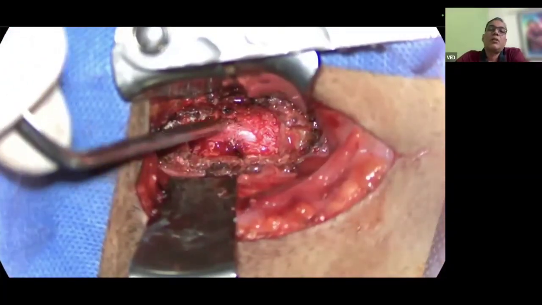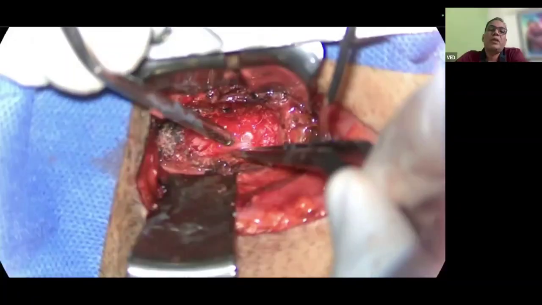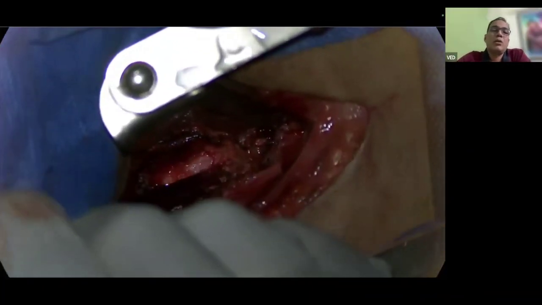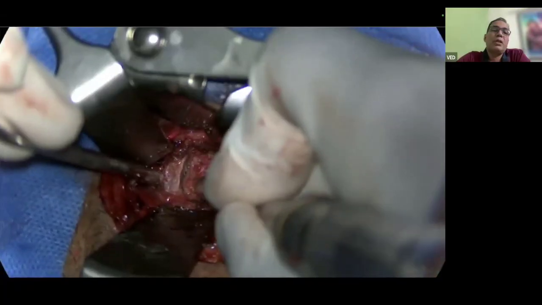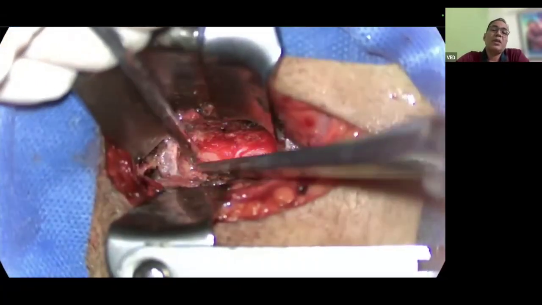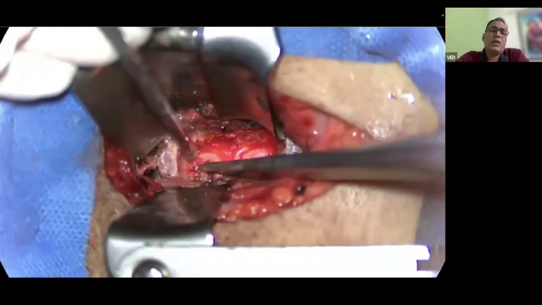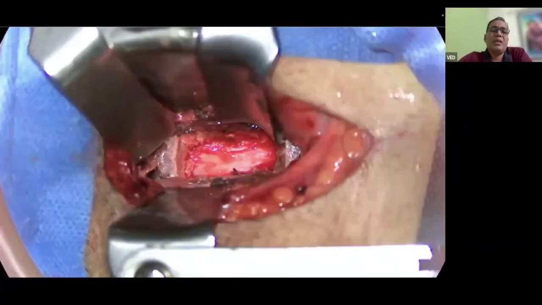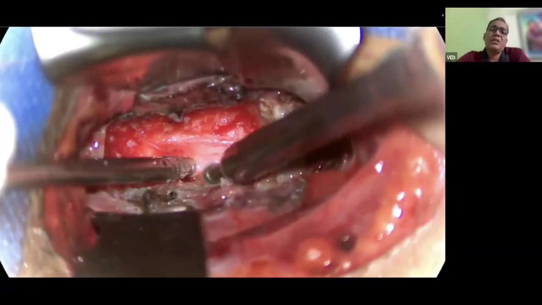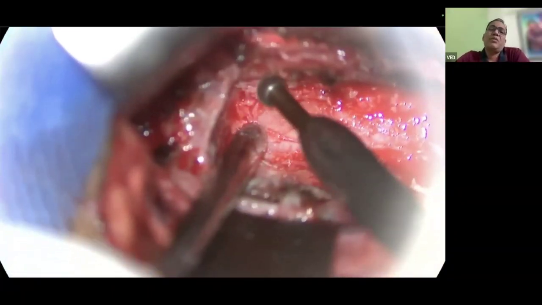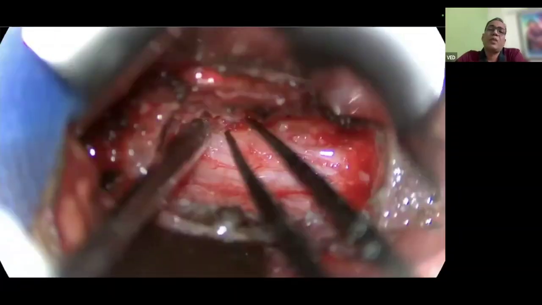After exposing the posterior longitudinal ligament, we can use the number 2, number 3 upcut to remove the posterior longitudinal ligament. Removal of the posterior longitudinal ligament in anterior cervical approach and anterior cervical decompression is mandatory, because until we remove the PLL, the decompression is inadequate, and sooner or later the patient will come with recurrence of the symptoms.